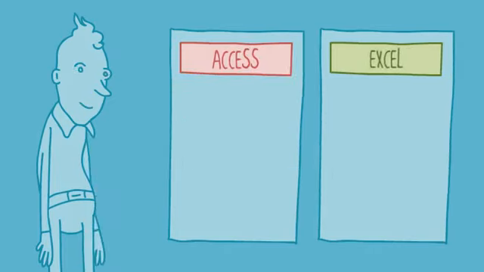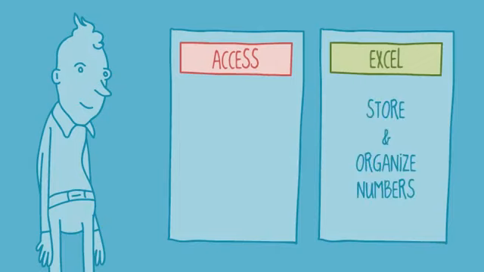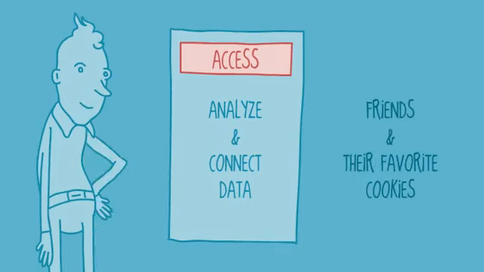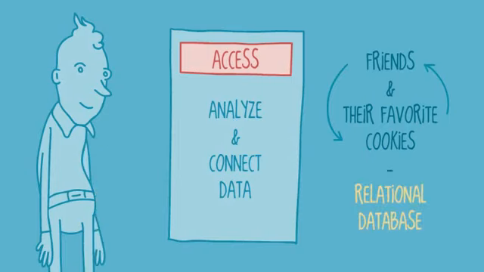Let's compare. While Excel is great at storing and organizing numbers, Access is better at analyzing and connecting other types of data. For example, names and descriptions, or your friends and their favorite cookies. The databases you'll be working with in Access can actually understand how different lists and their contents relate to one another. We call this a relational database for its ability to understand relationships, and it's really what sets Access apart.